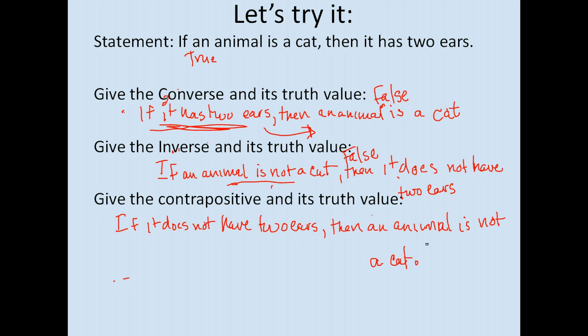Okay, and what's the truth value of that statement? If something doesn't have 2 ears, does that mean it's not a cat? We're kind of hoping that we're going with just normal regular cats, not one that's had an accident or a birth defect. So this would be true, because we said that everything that is a cat has 2 ears. So if it doesn't have 2 ears, then it's not a cat. So the truth value of our contrapositive is true.